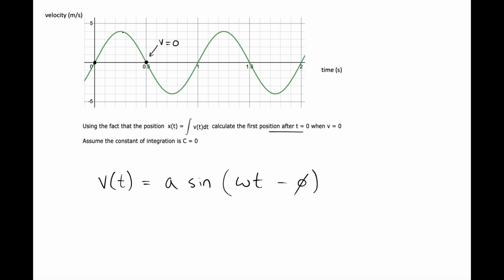Alright, so our amplitude is going to be the highest value that the velocity reaches. So that's going to be v max here, which equals 4. And so that's what's going to go in for A.